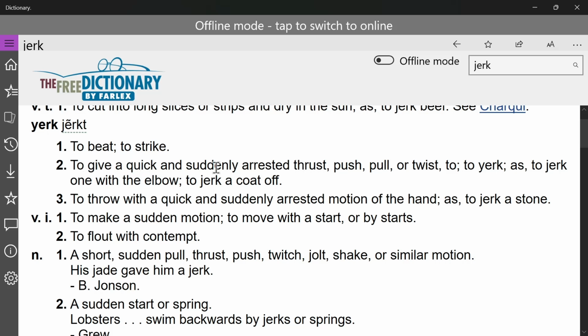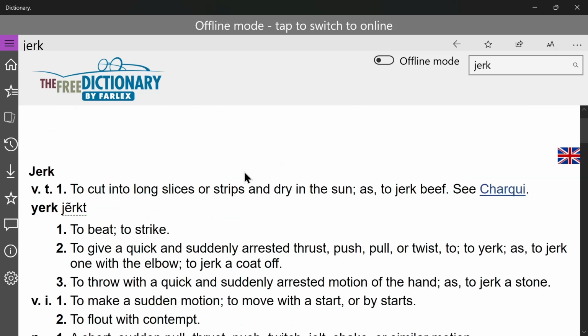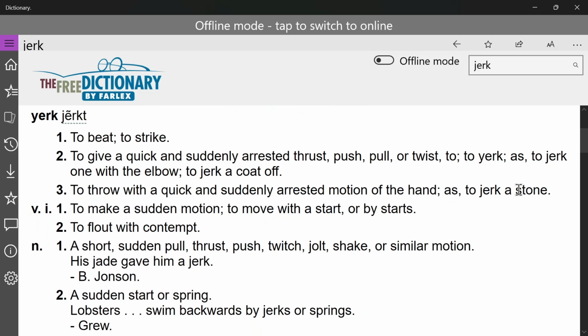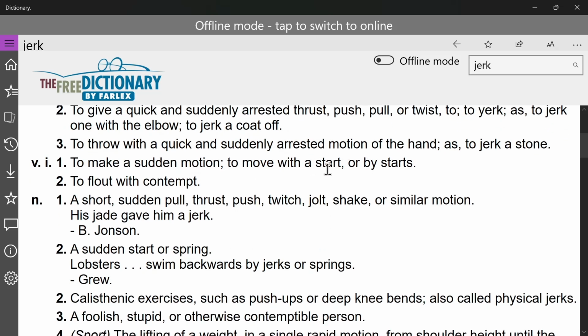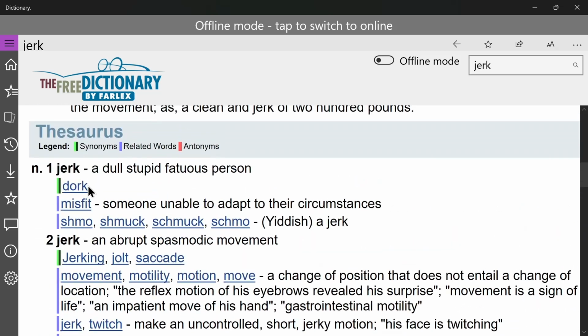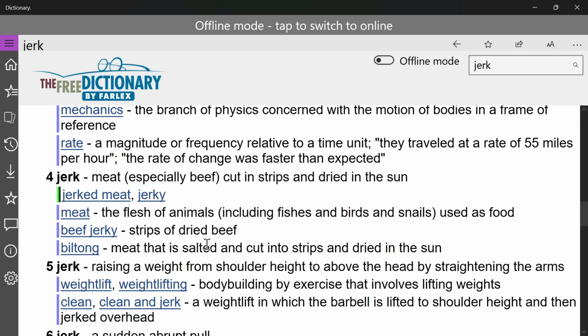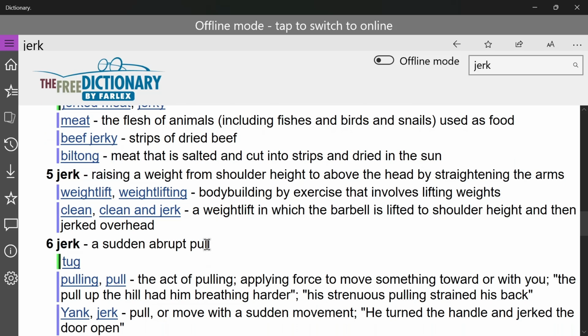Yes, you see, to give a quick and sudden thrust or push. But this was not the verb they were using at that time, but it could be. What do you think? Jerk. A jerk could be like a sudden movement. Any sudden movement. Like quick movement. It's a jerk.